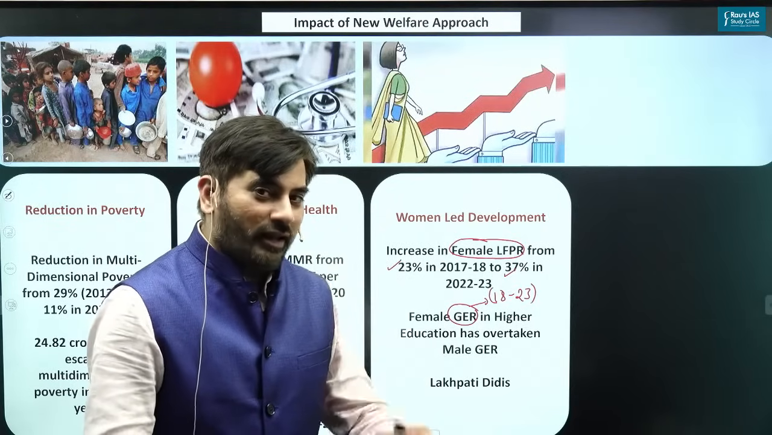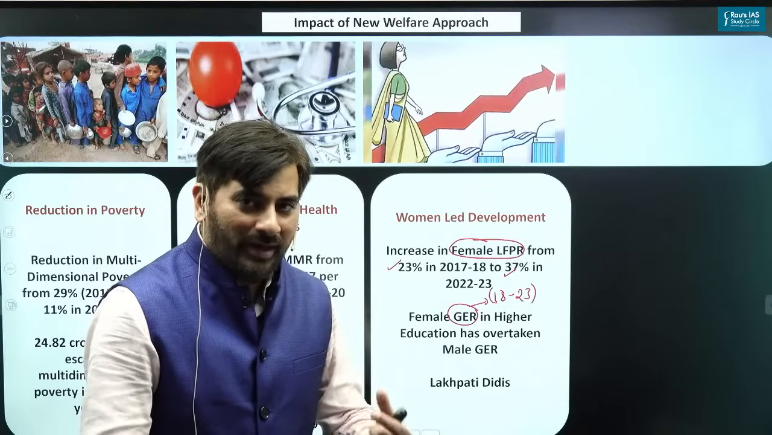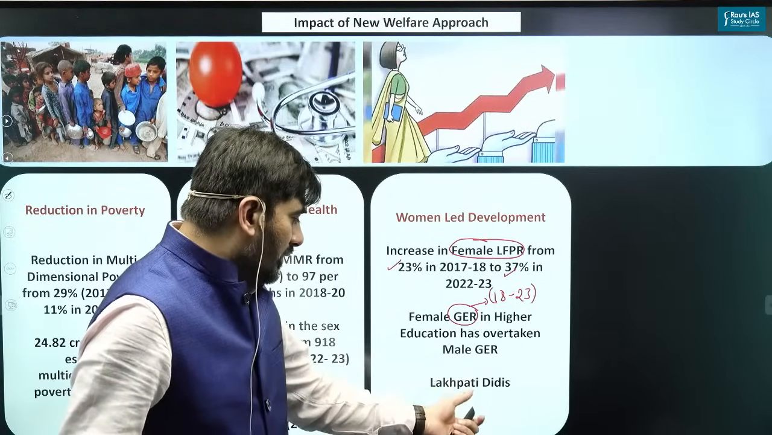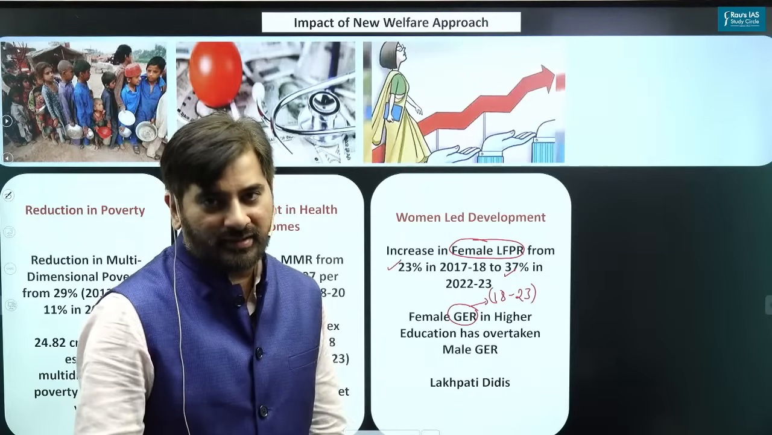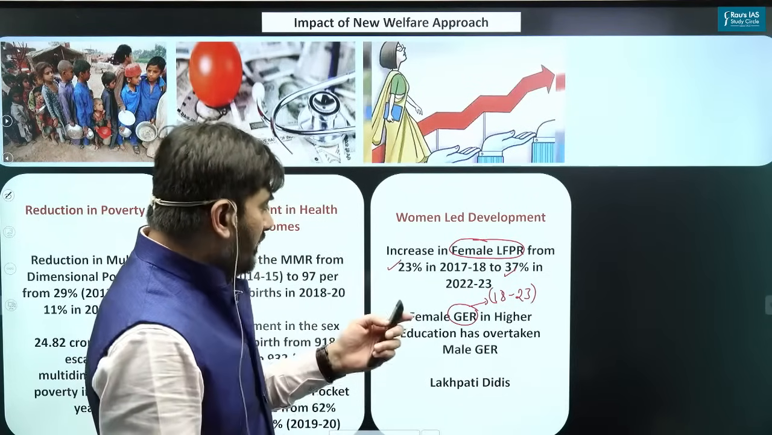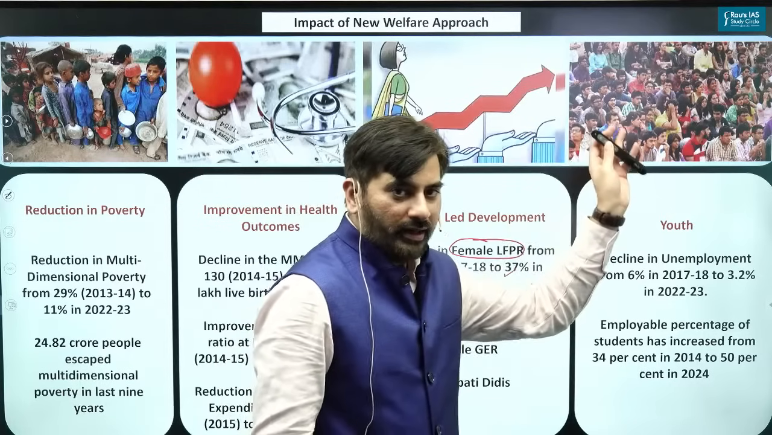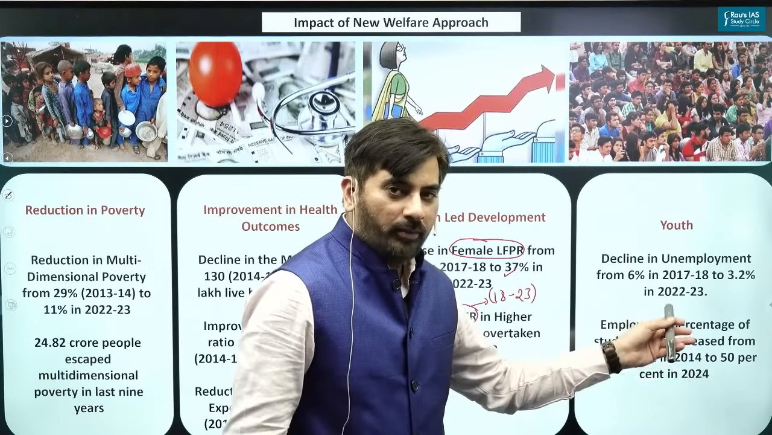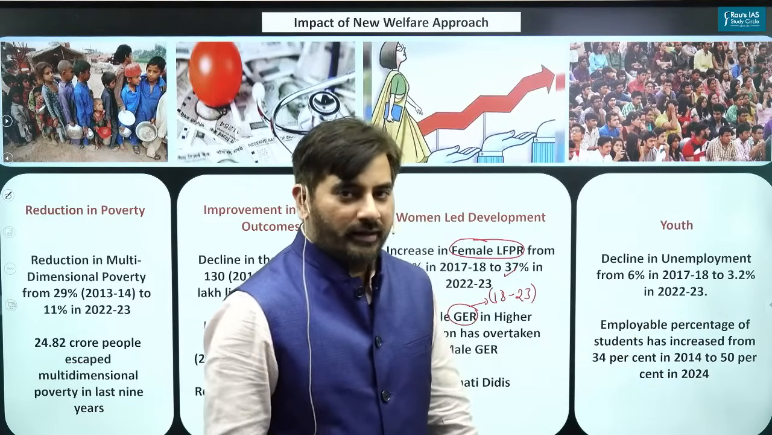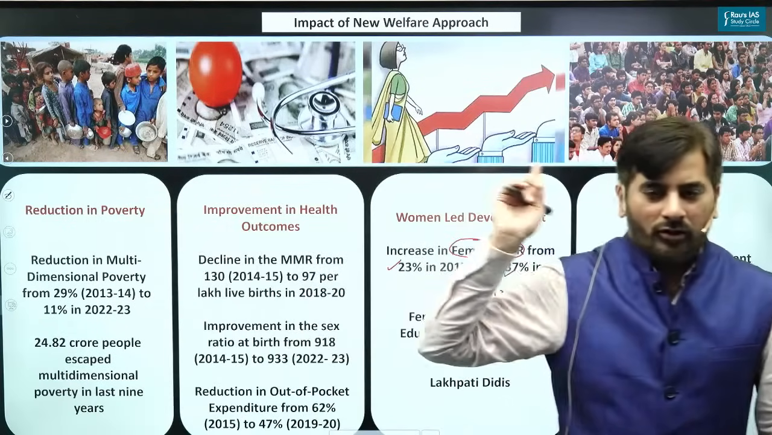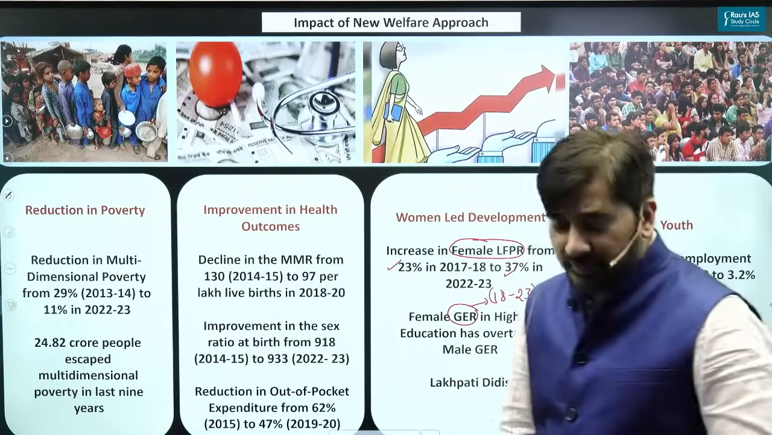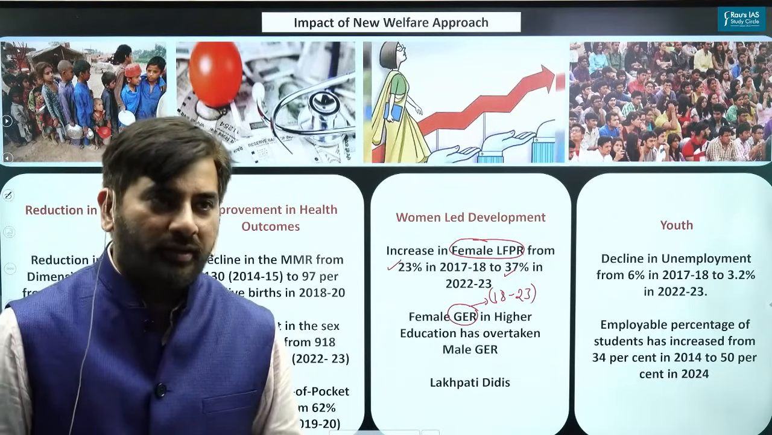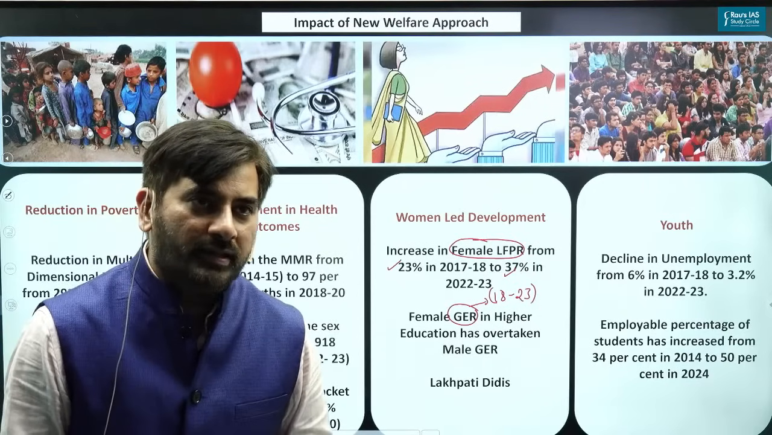Apart from that, because of the government strategy of organizing women into self-help groups, we have been able to achieve the target of 1 crore Lakpati Didis. Not just that, we have been able to have improvement even in terms of unemployment rate, and the percentage of employability in India has also increased. You can carefully have a look at these facts and figures, and you can actually use them in your mains as fodder points. I hope this part is clear, everyone.